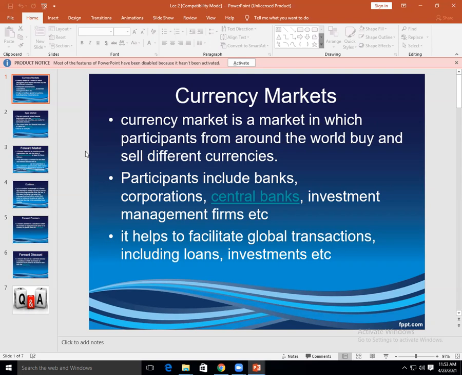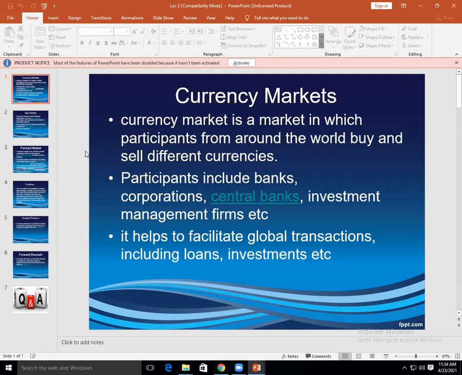Now, participants of the currency market might be banks, corporations, central banks, just like we have the State Bank of Pakistan, and investment management firms. So we may have different participants which are in need of foreign exchange or in need of the currency.